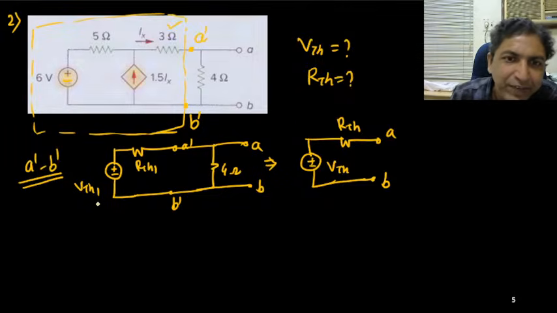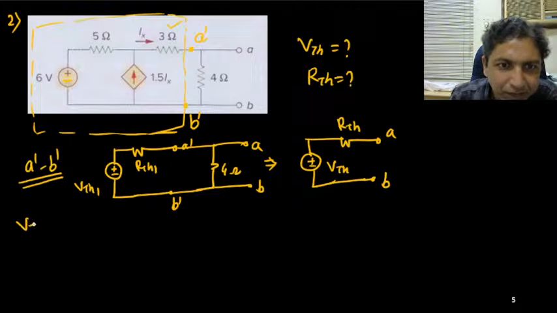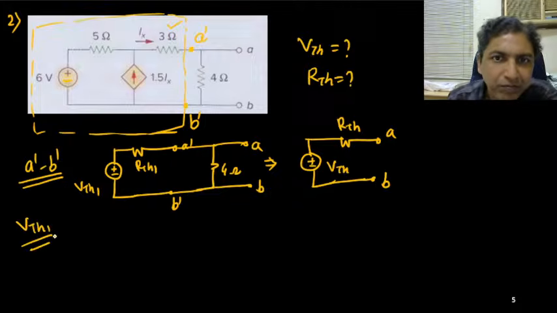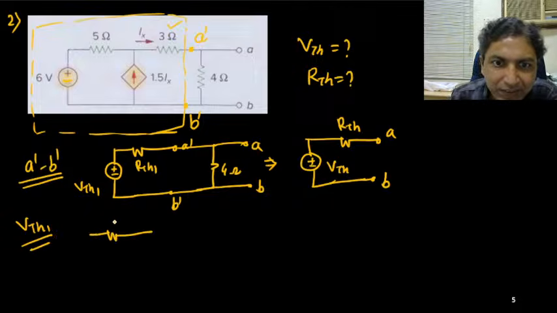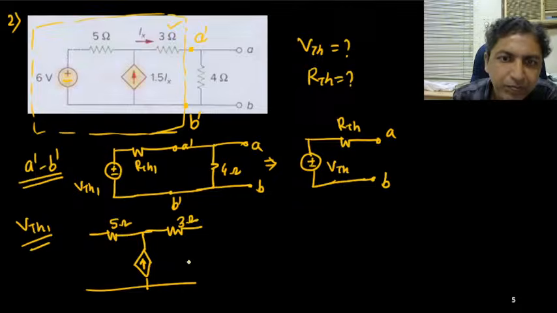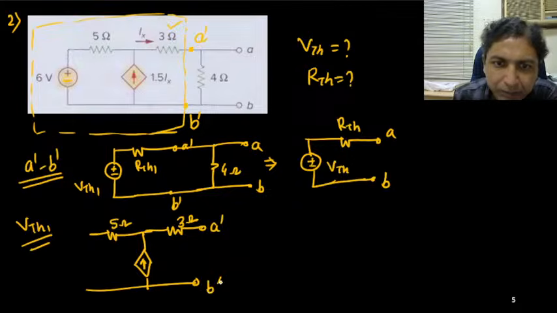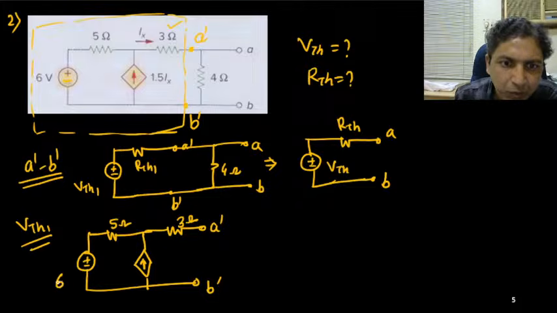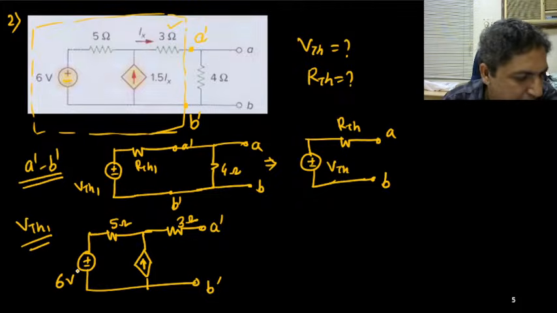So can you find VTH1? So what is circuit? Circuit is this thing, 5 ohm. This is one dependent source. Be careful here. This is your 3 ohm. This node is A prime and B prime. This source is 6 volt. Is it okay?